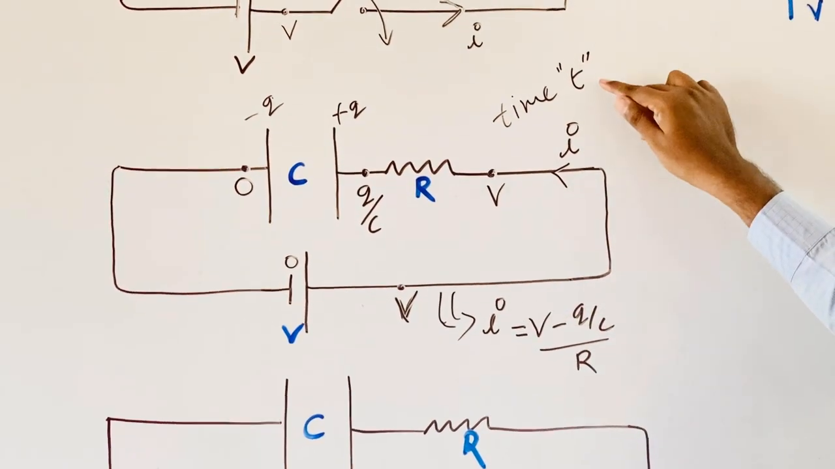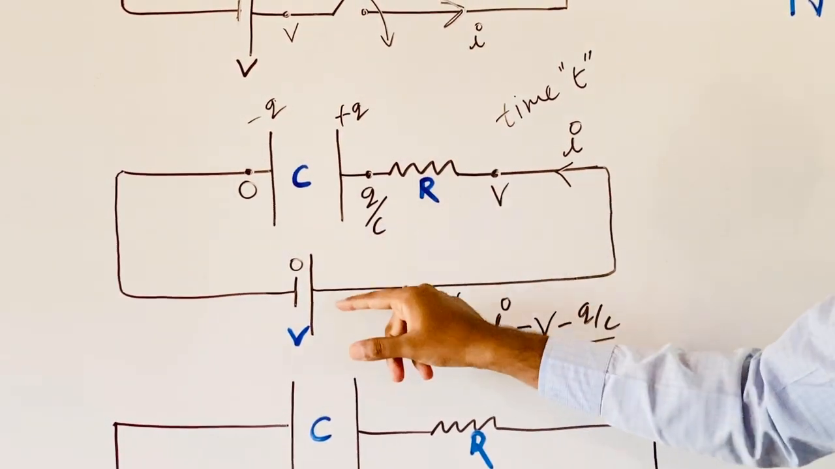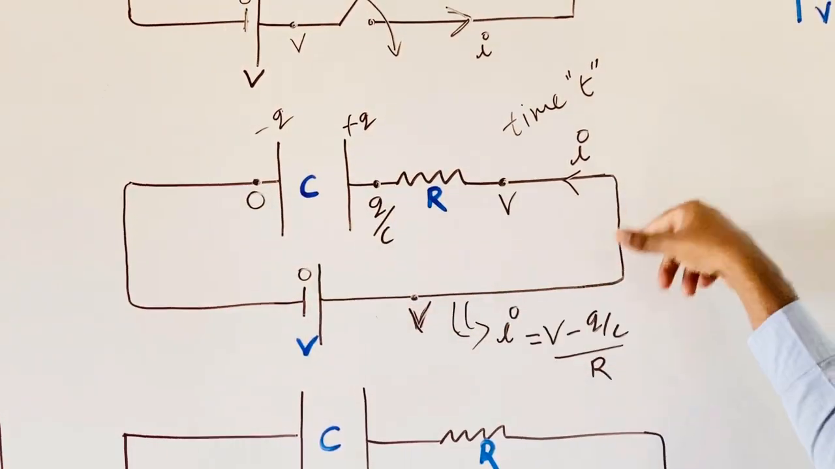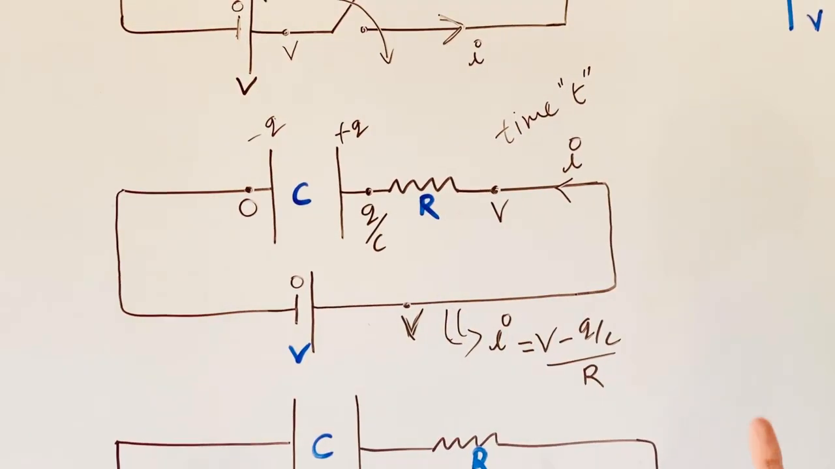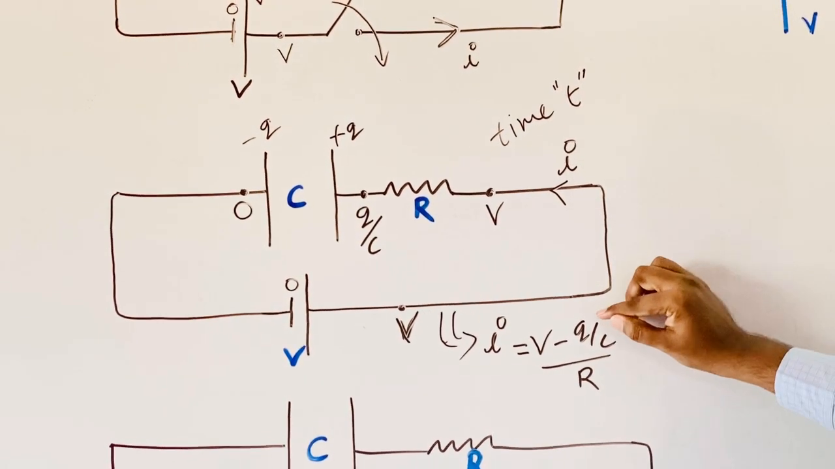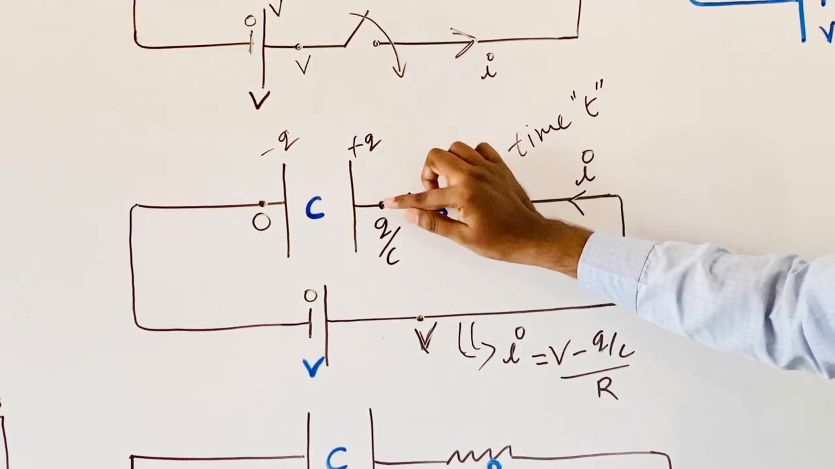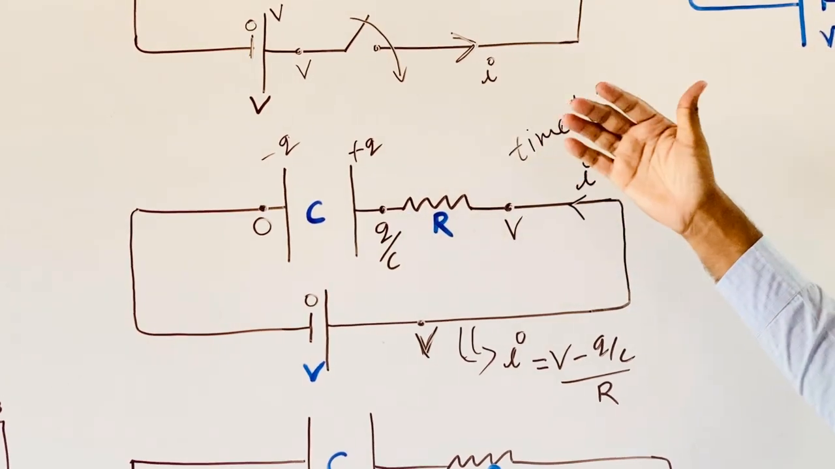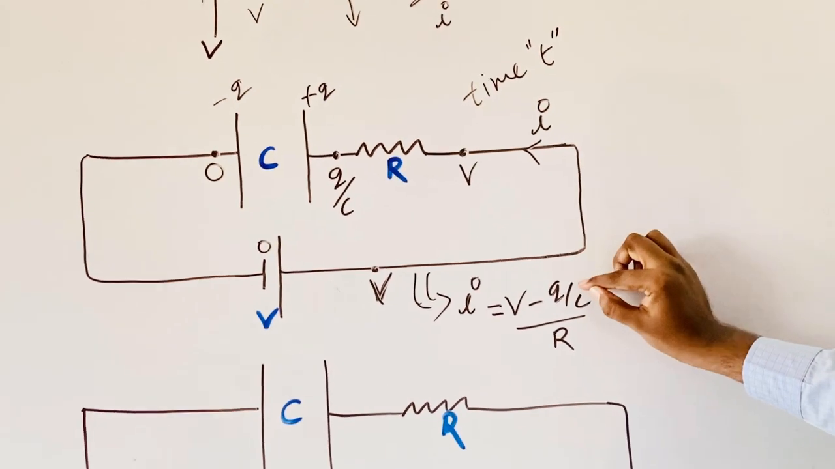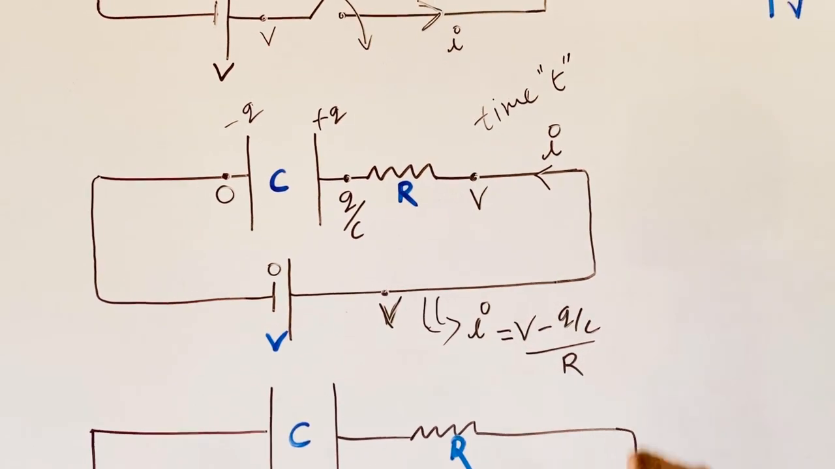So this is the circuit we are seeing at time t. This circuit will continue going on. This battery will remove the charge continuously from this plate and add it to the other. This process will repeat for a long time, and Q continuously increases. The rate at which Q is added to the plates of the capacitor is decreasing, but Q is still increasing. That's why, as Q increases, the numerator decreases and I also decreases.